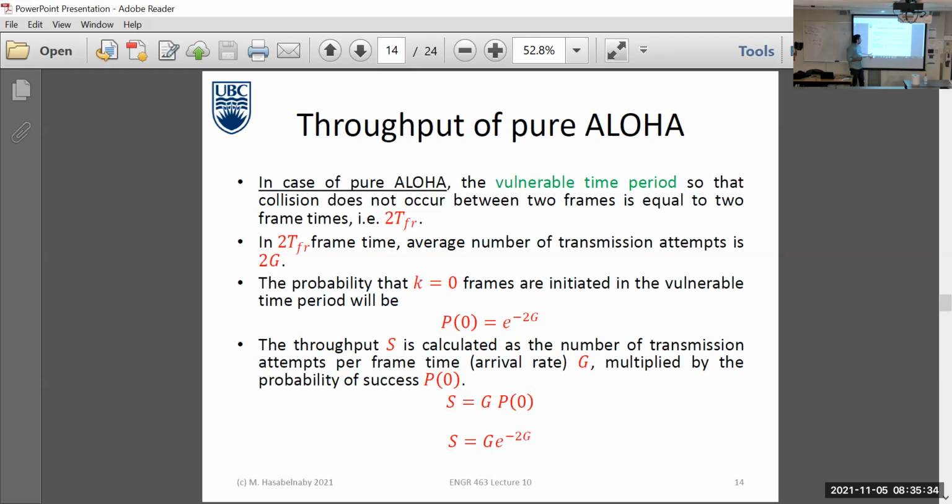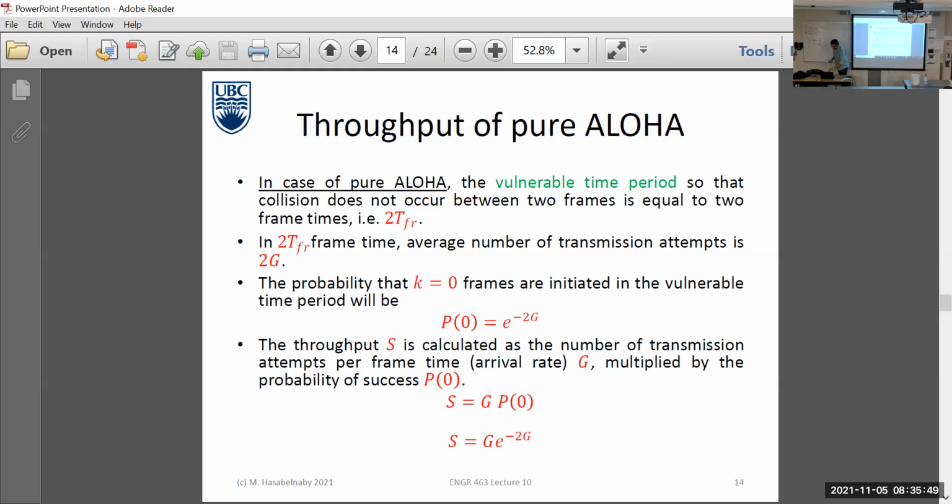And in order to calculate the total throughput, I must multiply the arrival rate by the probability of success. So the throughput can be calculated as G multiplied by exponential minus 2G.